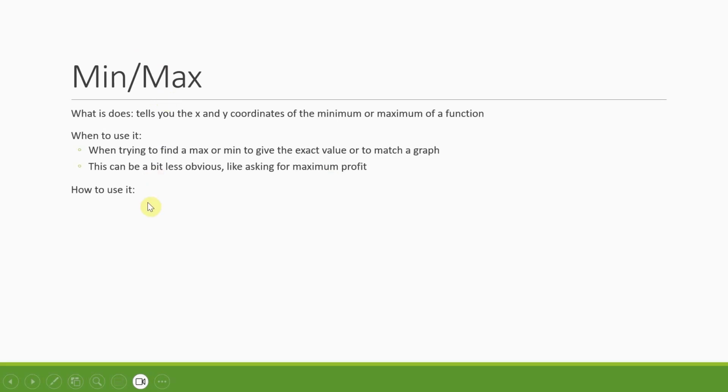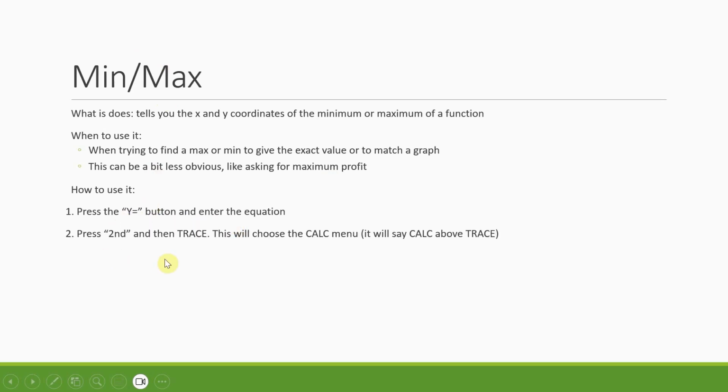So how would I do this? Press the y equals button and enter the equation. Press second and then trace to get to that calc menu again. And this time we're looking for minimum or maximum. They might also call them min or max. It's normally 3 or 4 if you're looking for the numbers.